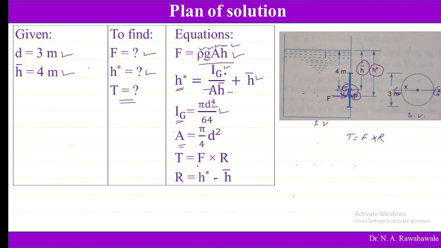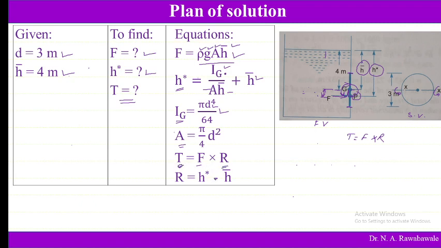Then torque is equal to force into radius, as I told you. So what is the radius? It is the distance between the center of gravity and the center of pressure. So this distance we have to calculate. If we know h star from the free surface and h bar, then h star minus h bar gives us r. By knowing r, we can find out torque, from force and radius.